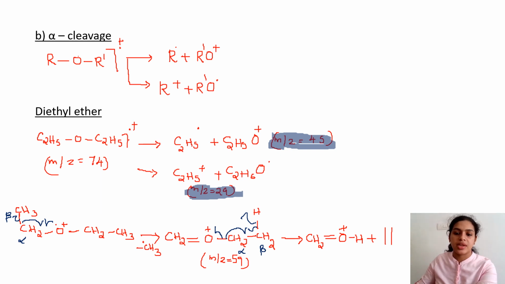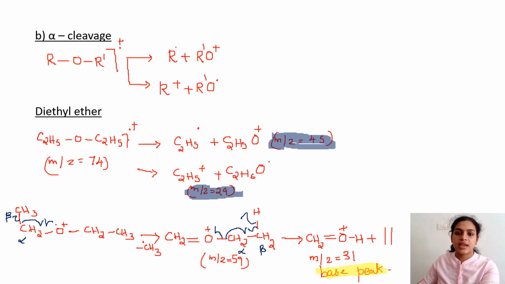The ethylene molecule is eliminated, and the M/Z value of this fragment is 31, and this is the base peak. M/Z at 31 is the base peak.